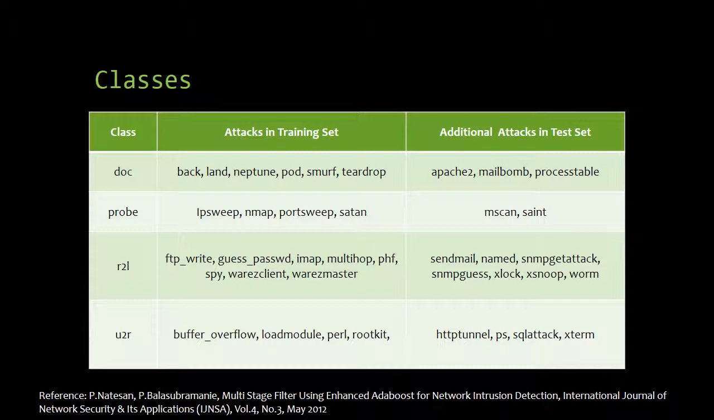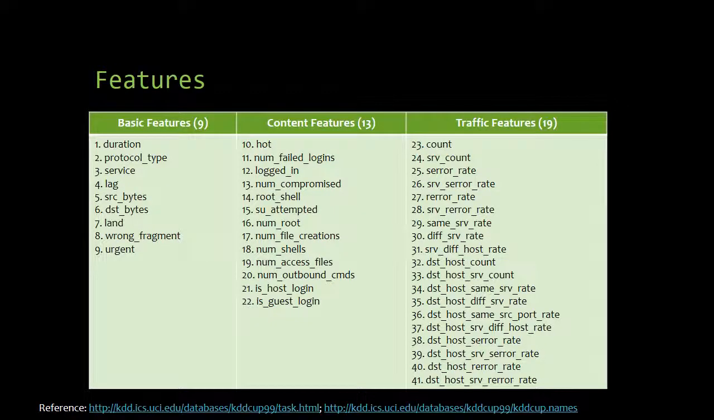The original dataset used a lot of attack tags, but for the project we only focus on these four major attack classes. So we can see that there are additional new attacks in the test data, which is to examine the predictive ability of the model. I found this table from this article. There are 41 features in the datasets, including 9 basic features, 13 content features, and 19 traffic features. Most of them are numeric features.